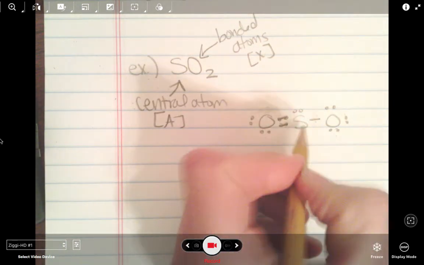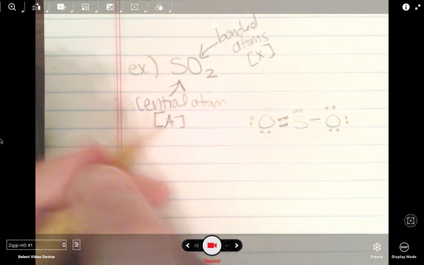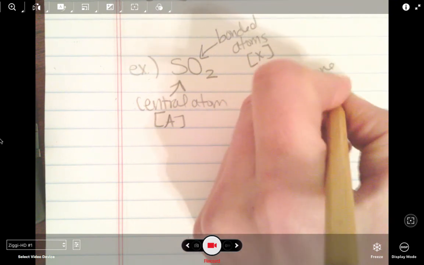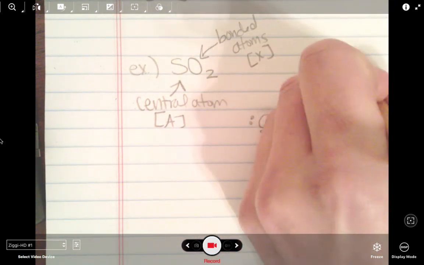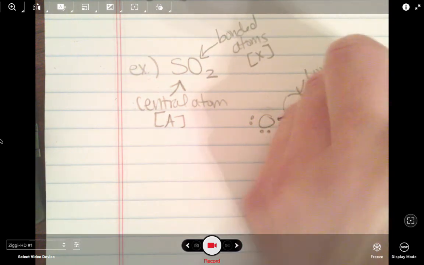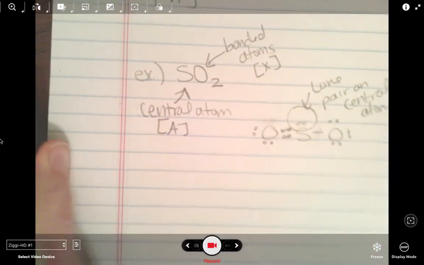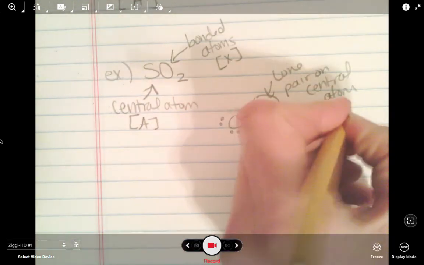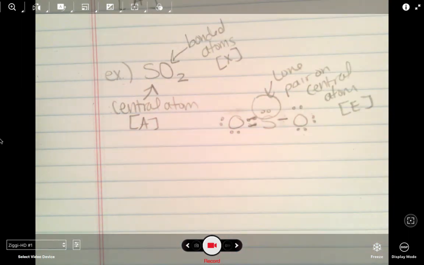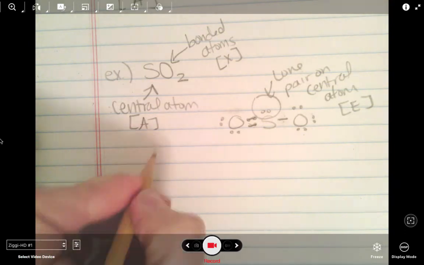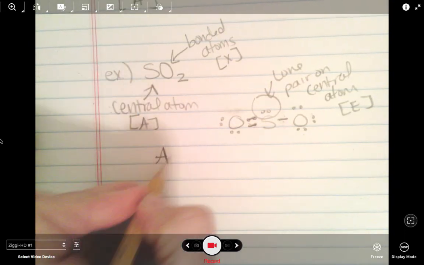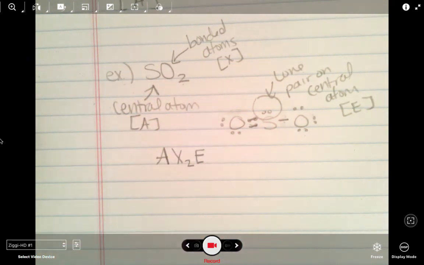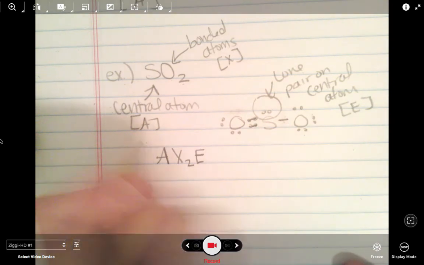Right off the bat, the lone pairs are on your central atom only. So this is a lone pair. And remember that lone pairs are given the letter E. So that's denoted with the letter E. So then what I'm going to do is I'm just going to go through and figure out what I have. I have an A, which is my central atom. I have X, and there are 2 of them. There are 2 oxygens, and I have 1 lone pair. So this is what is called your generic formula.